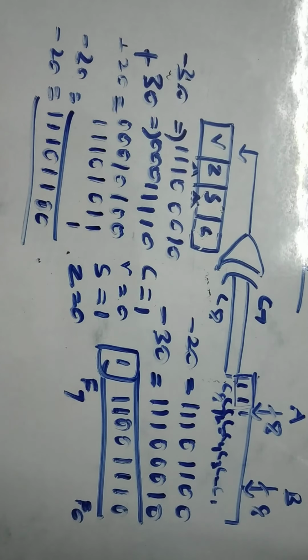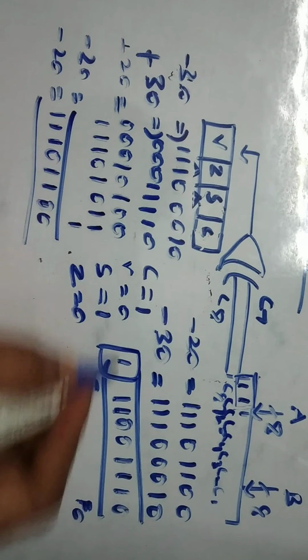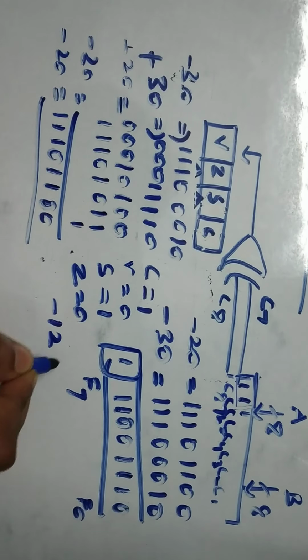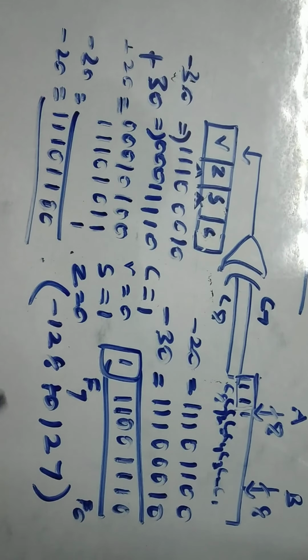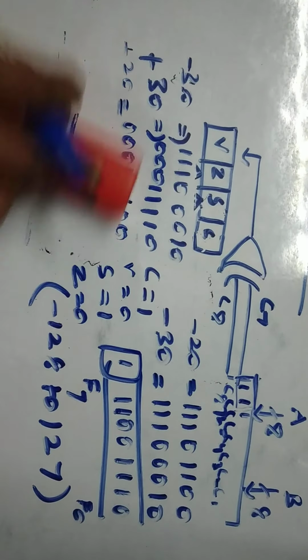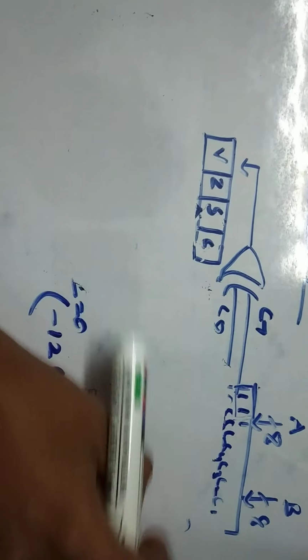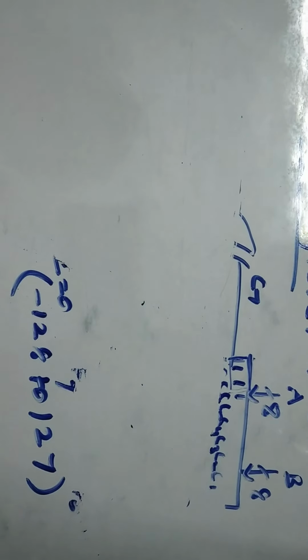Suppose, when will we get the overflow? So let's check. Whatever the result you got, that might be in the range of minus 128 to 127. If it is in this range, then you will not get any overflow. If it is beyond that range, then you will be getting the overflow. For example, if you add the value of 60 and 70.